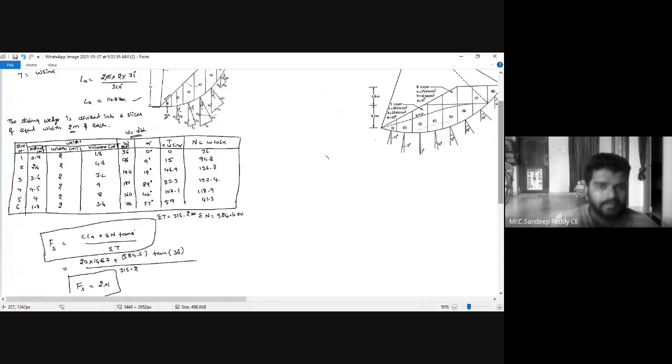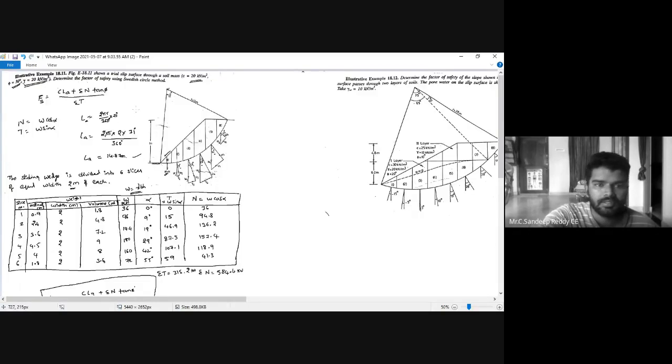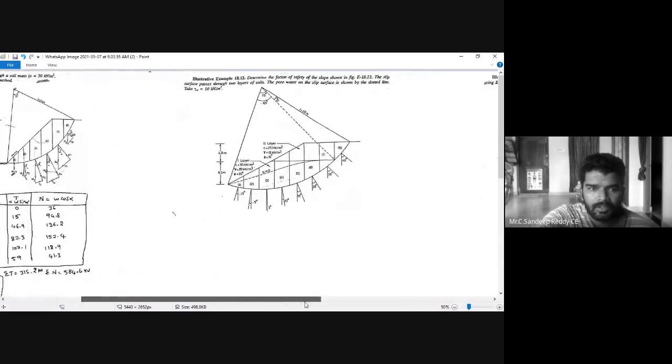Okay, guys. As you follow up the answer, once you copy the problem and this figure, the remaining things I will just explain. Right. So we'll move on to the next problem.